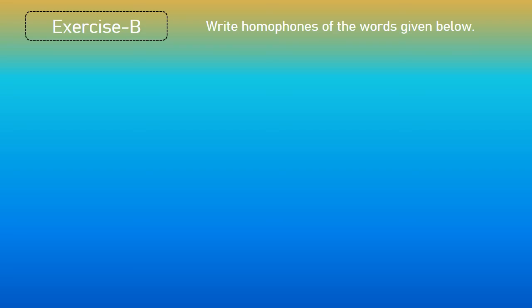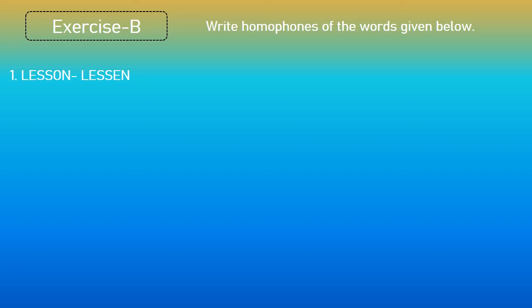So students, in the last exercise, we corrected the wrong words, which were not apt and appropriate according to the given sentences. In this exercise B, we have to write homophones of the words given below, and I will also share the meaning of their homophones. So let's start. Number 1, LESSON. Its homophone is LESSEN, which means to make something less, or we can also say to reduce something.